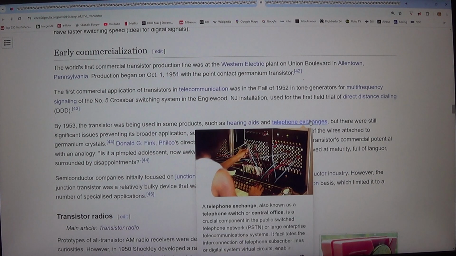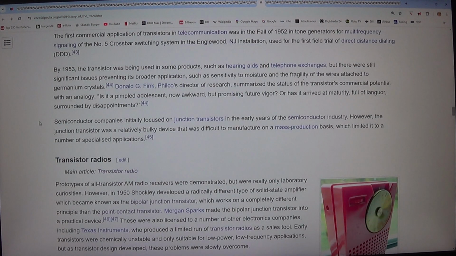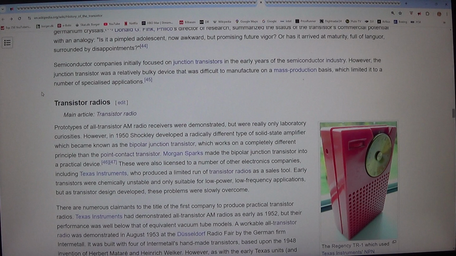By 1953, the transistor was being used in some products, such as hearing aids and telephone exchanges, but there were still significant issues preventing its broader application, such as sensitivity to moisture and the fragility of the wires attached to germanium crystals. Donald G. Fink, Philco's Director of Research, summarized the status of the transistor's commercial potential with an analogy: is it a pimpled adolescent, now awkward, but promising future vigor? Or has it arrived at maturity, full of languor, surrounded by disappointments?